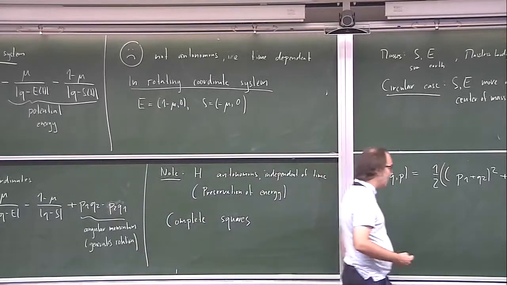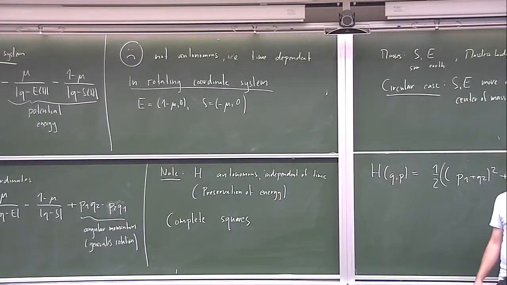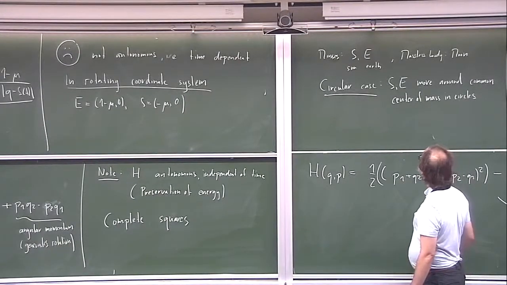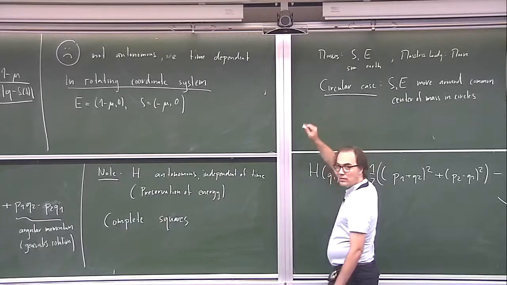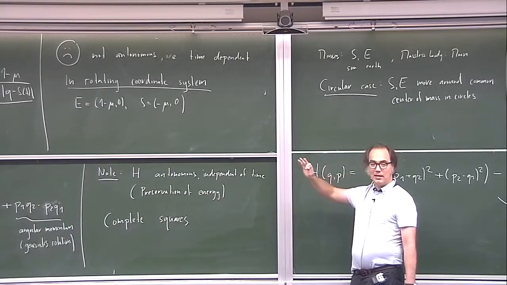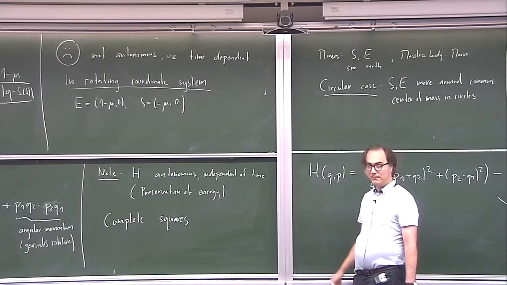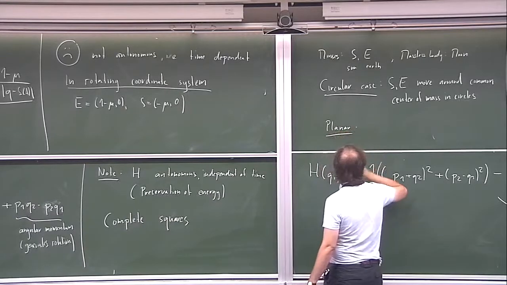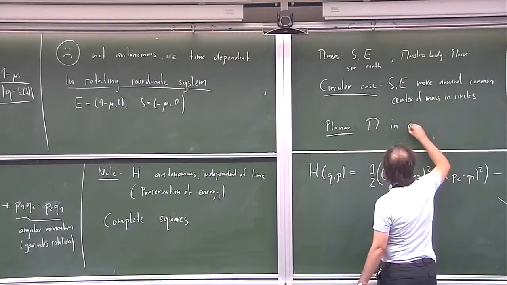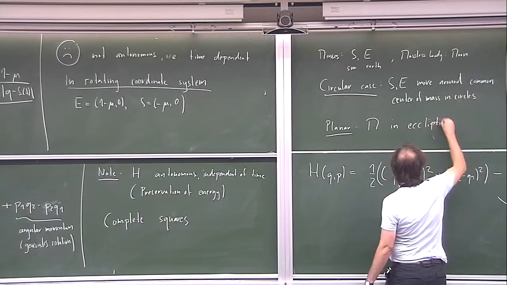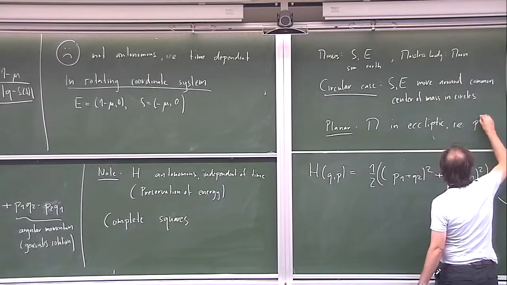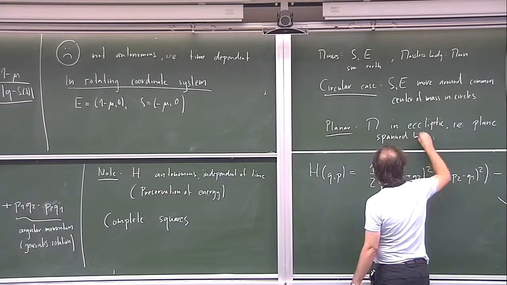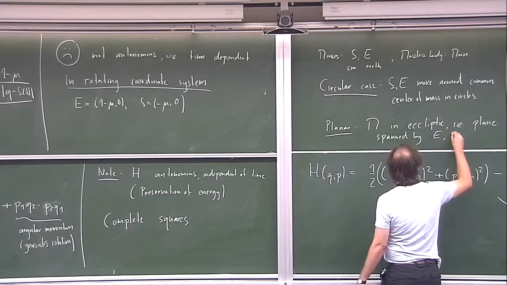Excuse me, do we assume the system is planar? Yes, that's right. We actually consider the planar case. We assume that the moon is in the same plane as the Earth. It moves in the ecliptic, i.e. the plane spanned by Earth and Sun.